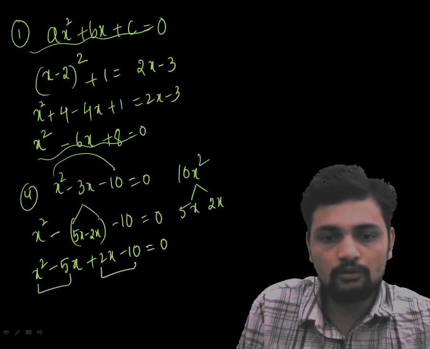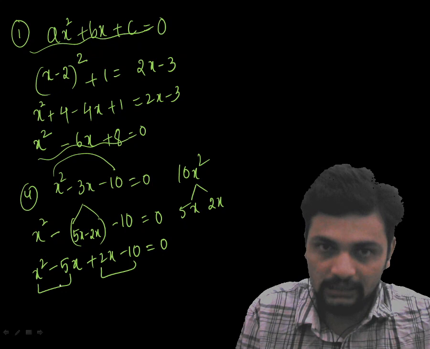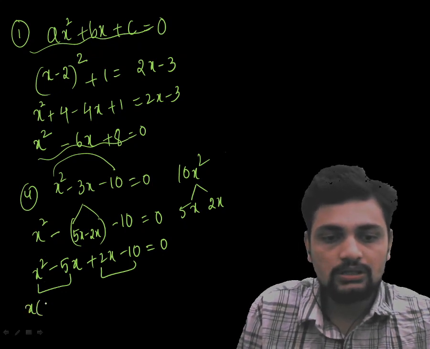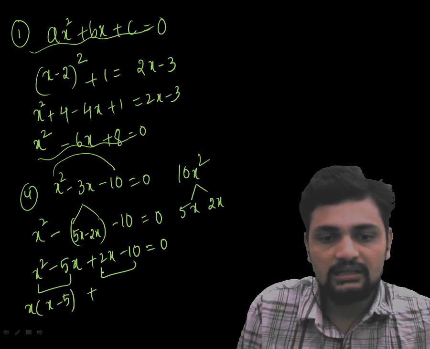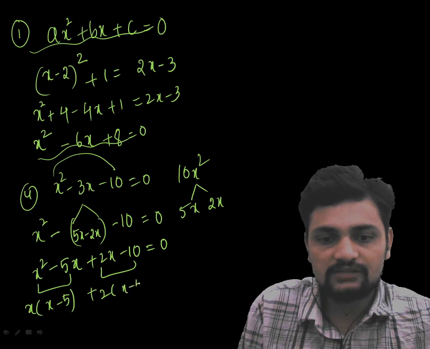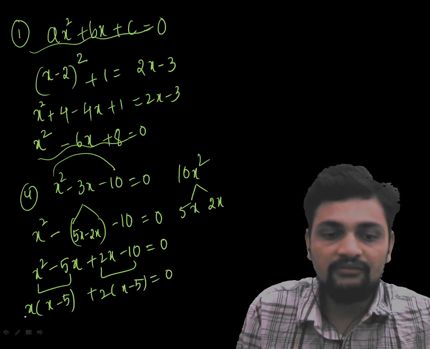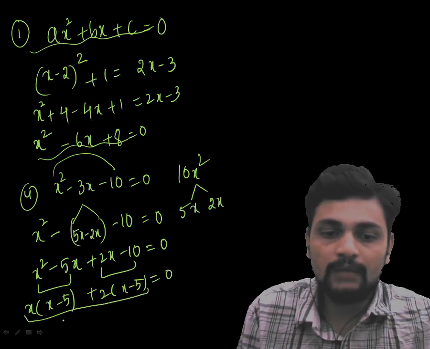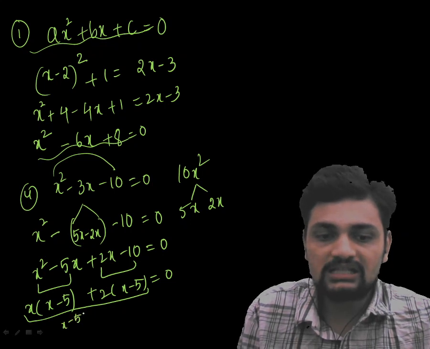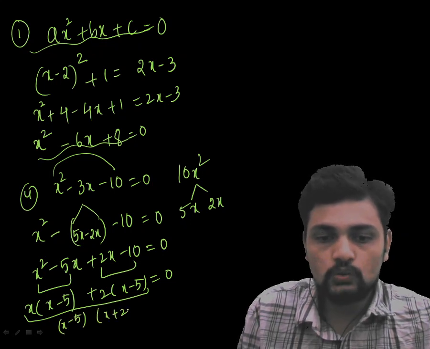Then two terms we group and take a common. So x is common here, and x minus 5 is remaining. Then here 2 is common, and x minus 5 is remaining. Then again we consider the entire term as a single term and take a common. So x minus 5 is common, and x plus 2 is remaining.